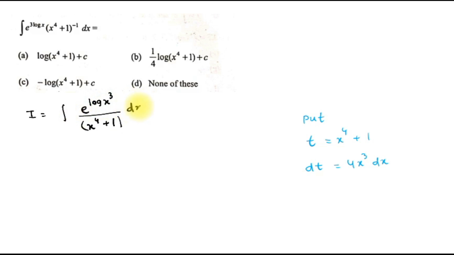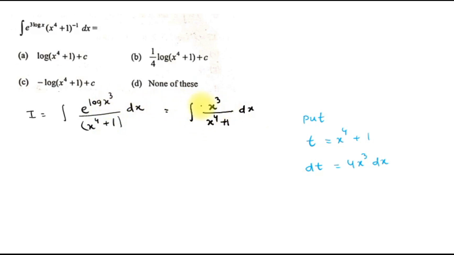Why do we do so? Because if we put x to the power 4 plus 1 is equal to t, then dt is equal to 4x cube dx, right? So here this integration can be written as the integration of x to the power 3 divided by x to the power 4 plus 1 dx. As we know, e to the power log e base e to the power x cube is x cube.